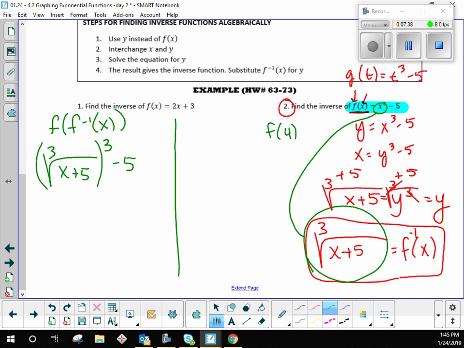Okay, so now we're just going to simplify. That cube root cancels out, or the cube cancels out the cube root right here. Boom, boom, leaving me x plus 5, -5. The 5's cancel, leaving me x. That's what I wanted, because that proves that everything cancels out.